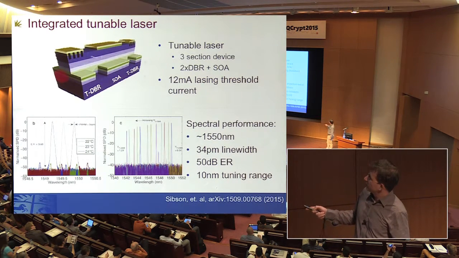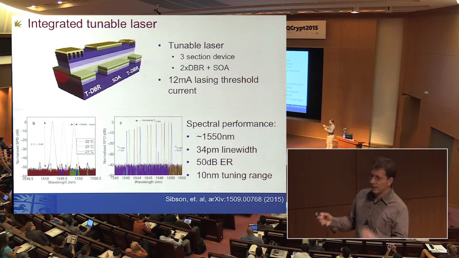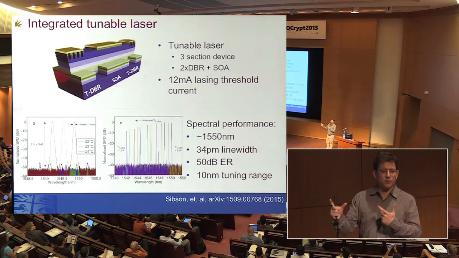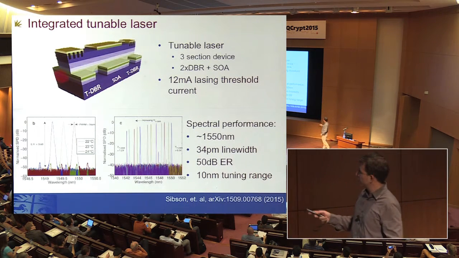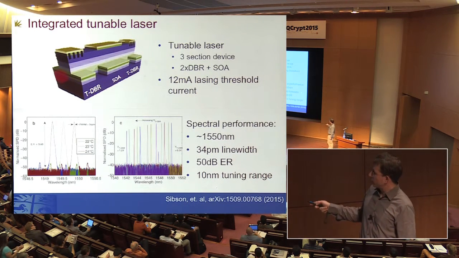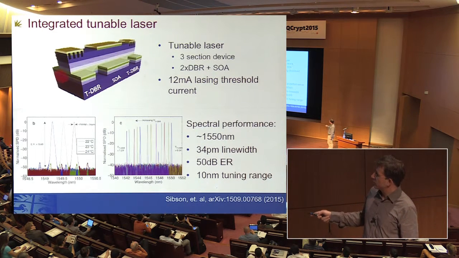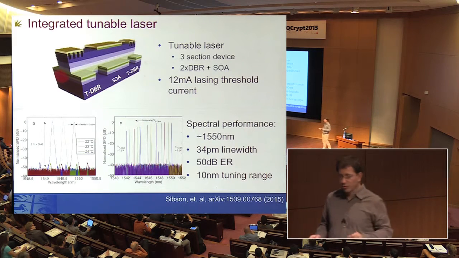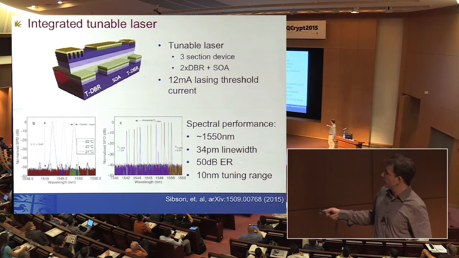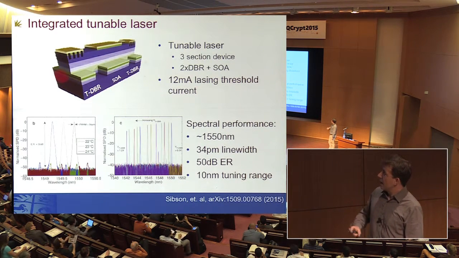The tunable laser is effectively a semiconductor optical amplifier surrounded by 2 distributed Bragg reflectors. And that works as a single wavelength source. We get single wavelengths with line widths of around 34 picometers. We get very good side mode suppression ratios, very pure single mode line width, so 50 dB extinction ratios.